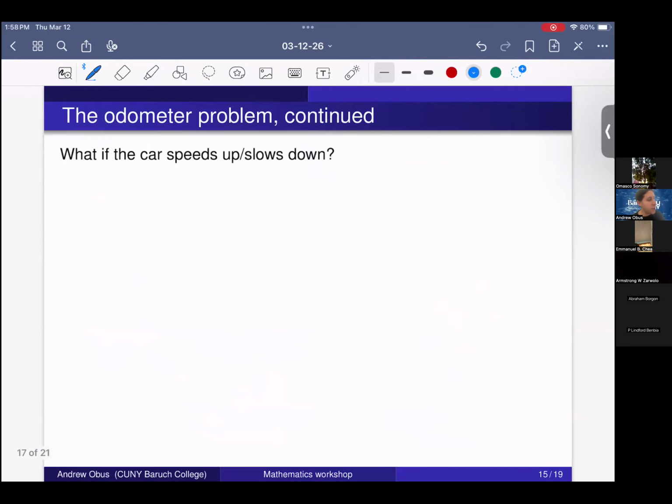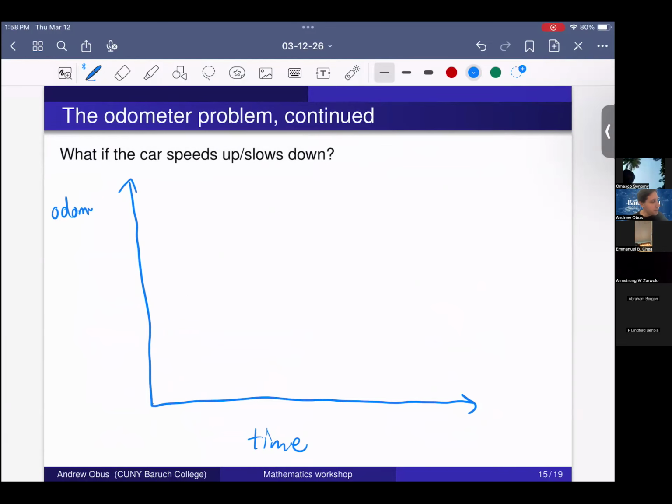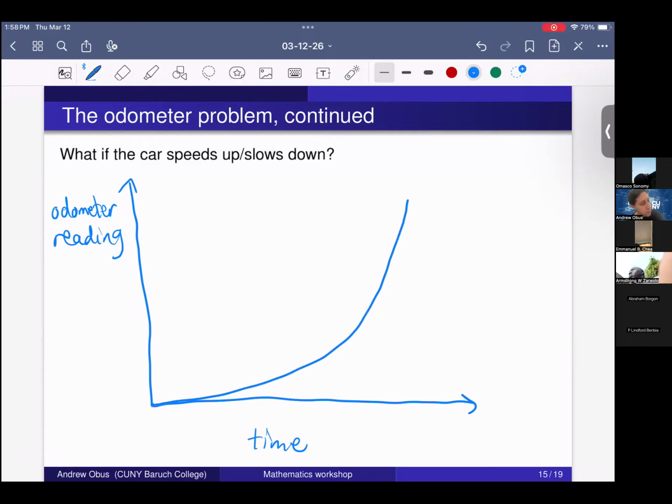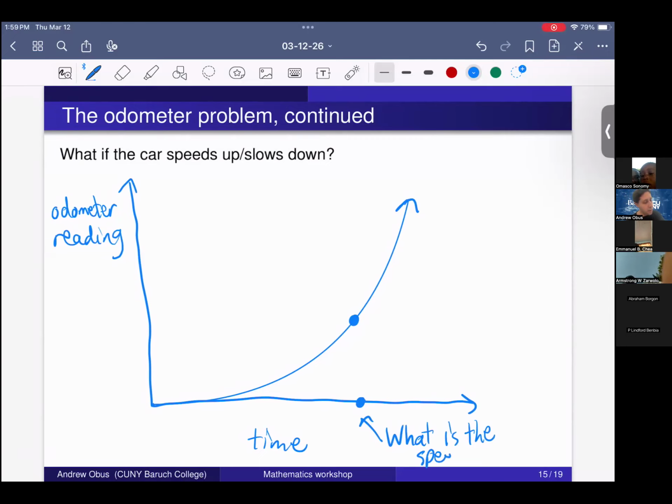Now, same question, but what if the car speeds up and slows down? Maybe the car is starting from a stop and then eventually accelerates. I'm going to have my same axes. This is going to be time, and this is going to be the odometer reading. But instead of what I had before, the car is going to start going very slowly and then accelerate. So maybe it looks something like this. Maybe this is my reading. And let's say I want to know at some point over here, what is the speed here? So the odometer is telling you what is the speed here?